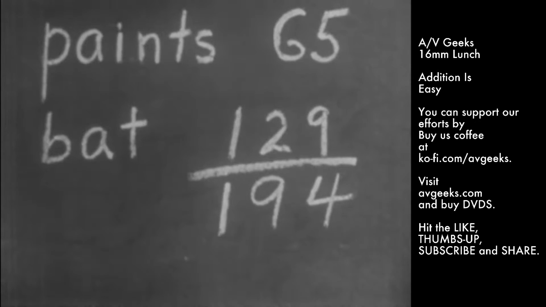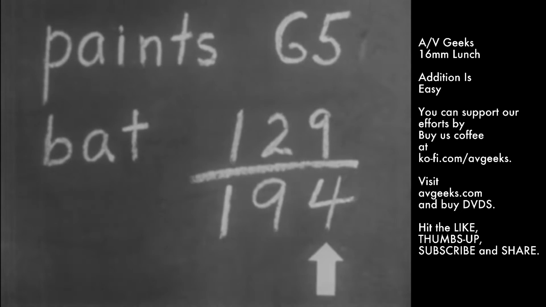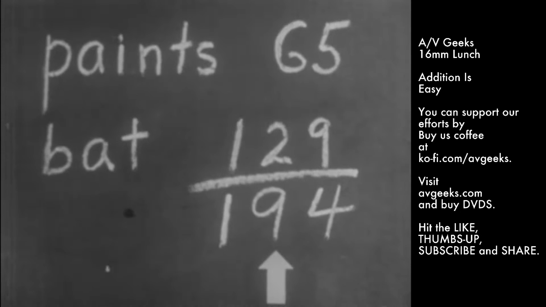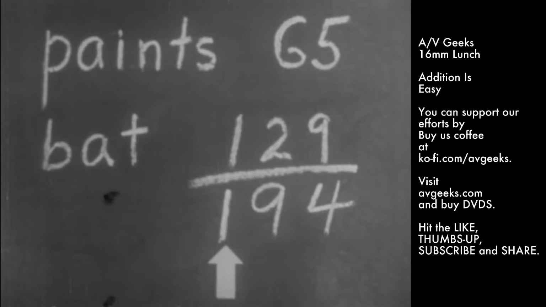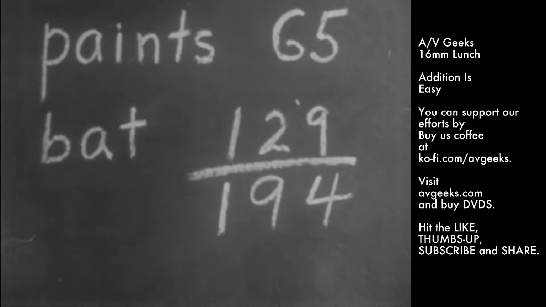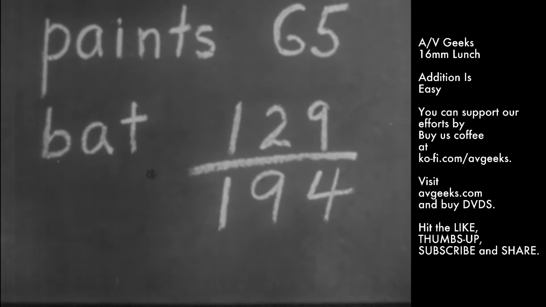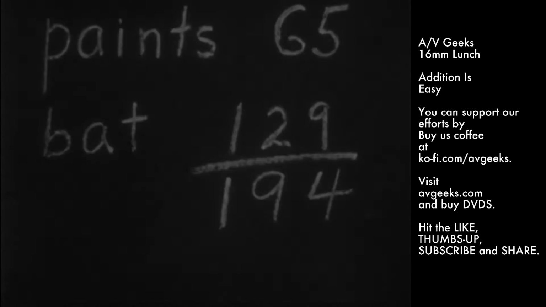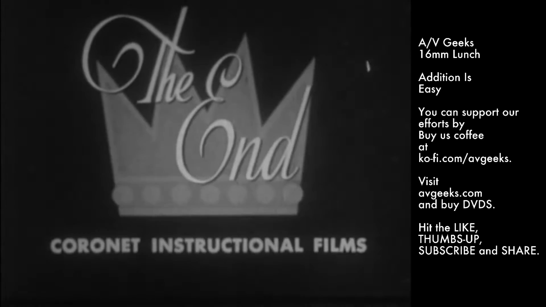And we found out how to add. We know that this is the units place, and this is the tens place, and this is the hundreds place, and 10 units are the same as 1 ten. Addition is easy. Oh, yeah.